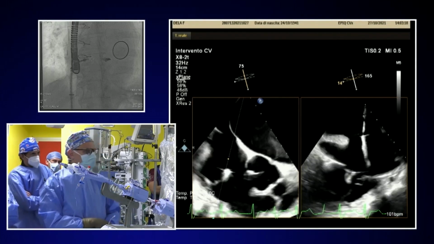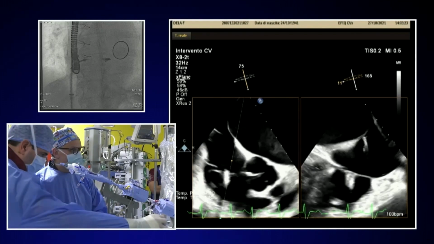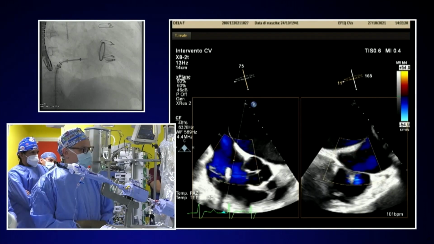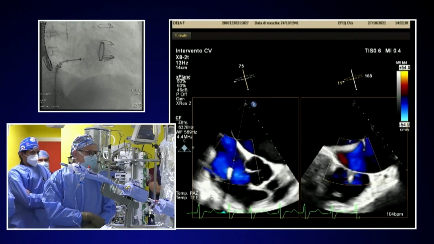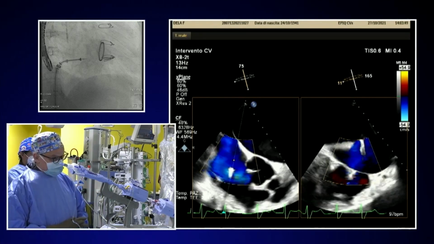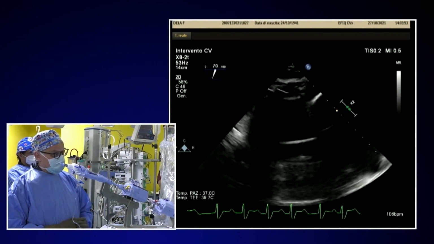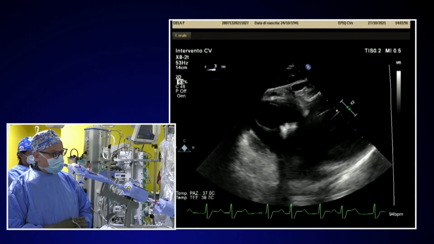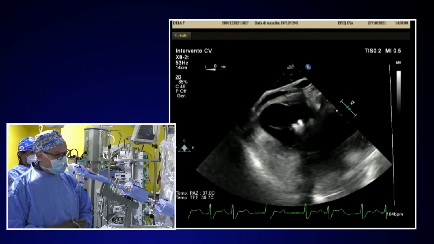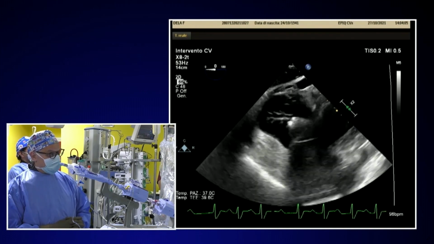Okay, so this is the result after one clip. Pretty stable, yes. And the result is not bad. There is a tiny jet coming from the commissure. Let's make an analysis of all the components. The clip is exactly where we wanted, at the edge of the posterior part of the anterior leaflet.